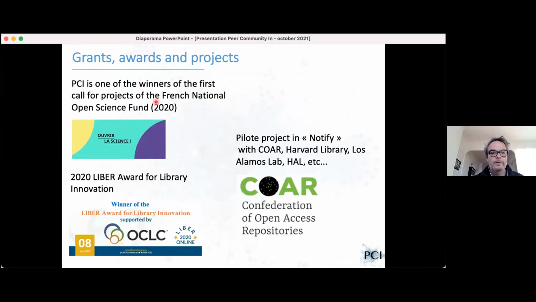We also had some funds from the government. We won a prize, and we are part of a project led by COAR, the Confederation of Open Access Repositories. It's a project where we try to make interoperability between the open access repositories and services like ours, which publish peer reviews and recommendations. So it's a way for the readers of articles in the open access repository to know that there have been some peer reviews or some recommendations on some of the articles that are deposited in these archives.